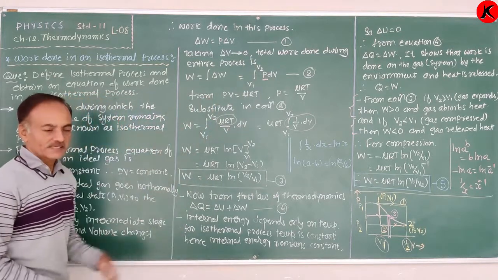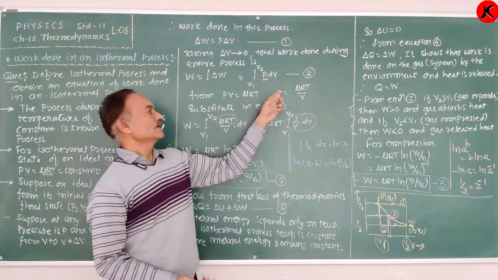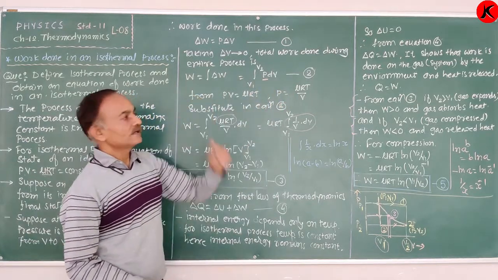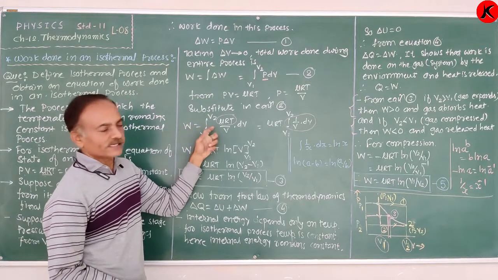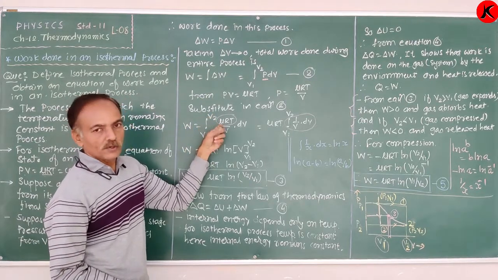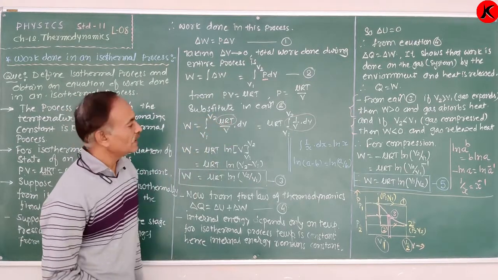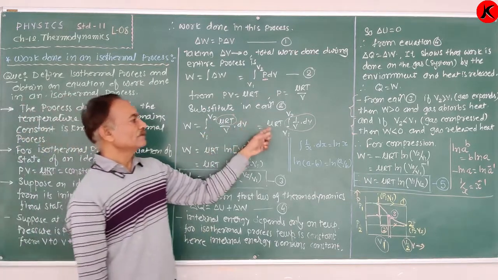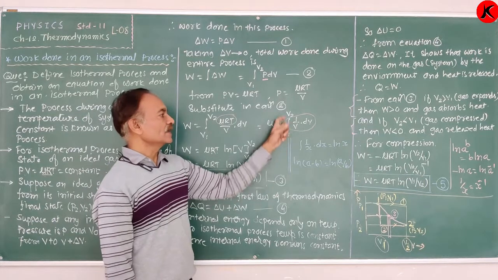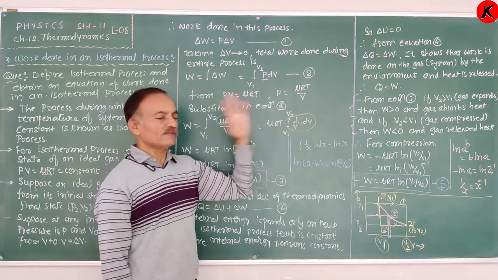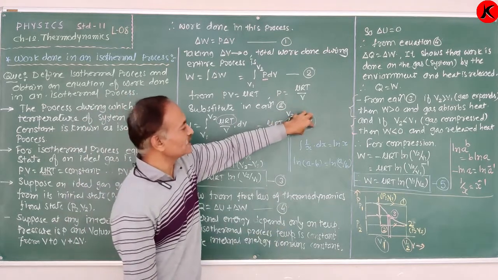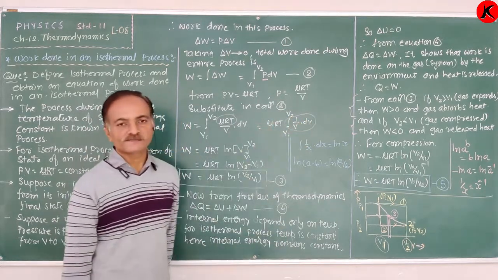Now from the equation of state, PV is equal to mu RT. Hence P is equal to mu RT upon V. Substitute here. Therefore, total work done is integration V1 to V2 mu RT upon V into dV, which is equal to mu RT integration V1 to V2 1 upon V into dV. Now, what is the integration of this part, 1 upon V into dV?